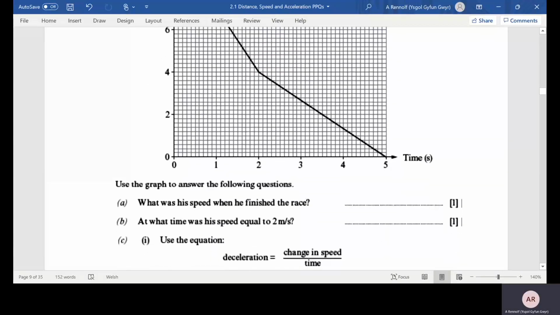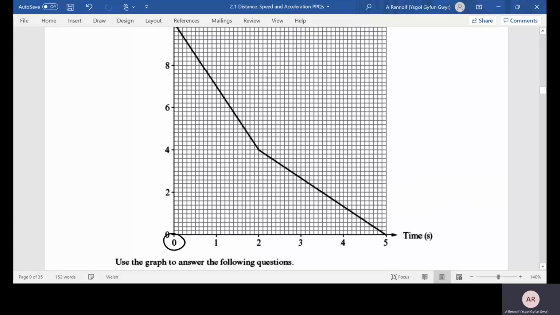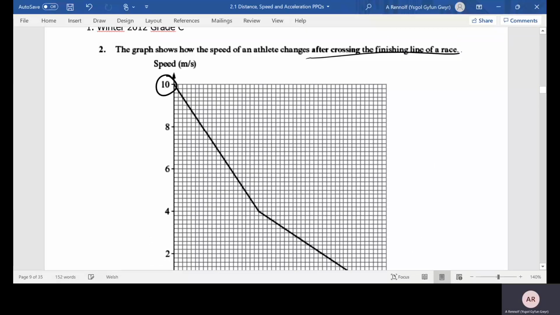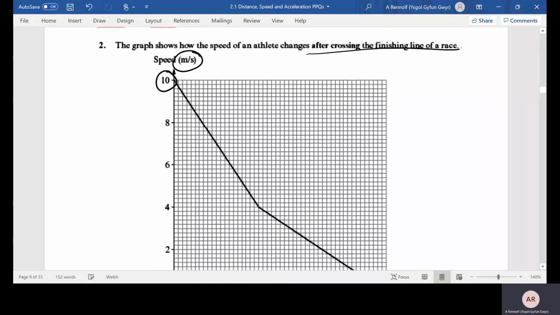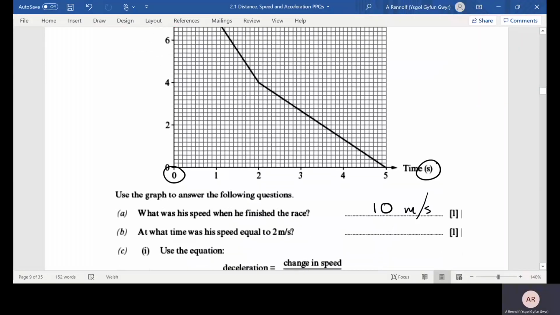What was his speed when he finished the race? Well, at time 0, which is when he crosses the finish line, speed is 10. But notice that with this question, we haven't been given units. So we have to make sure that we add our units to this answer. In all the previous ones, we've been given the units next to the line that we put our answer on. And if you're not sure of what the units are for your speed or your time or whatever, just check the graph. Time is in seconds there. Speed is in meters per second. So speed when you finished the race was 10 meters per second.